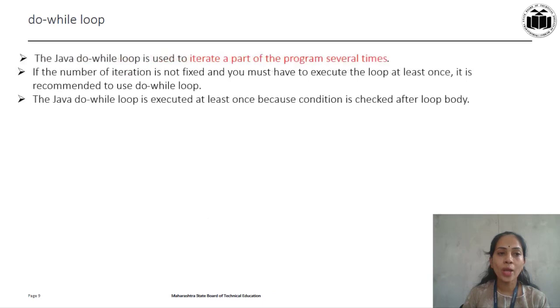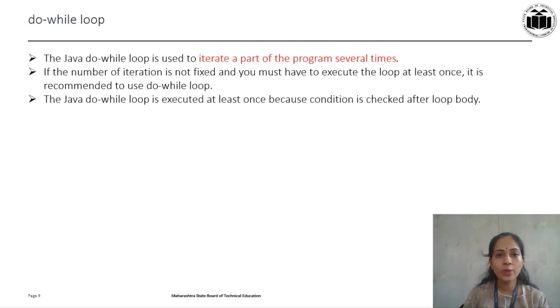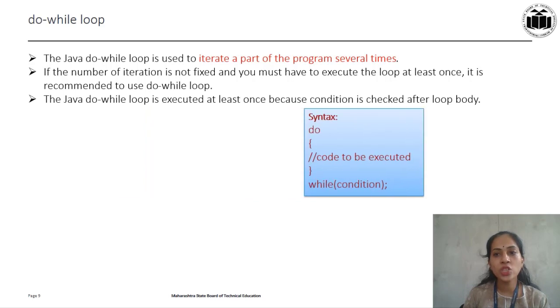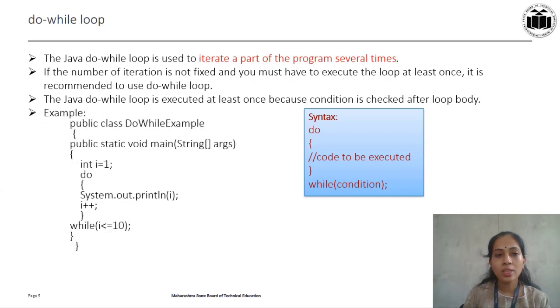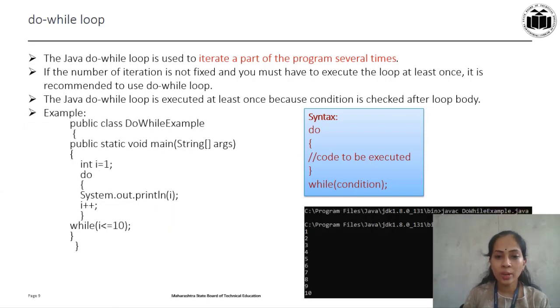Next one is the do while loop. Java do while loop is used to iterate a part of the program several times if the number of iterations is not fixed and you must execute the loop at least once. In that case you can use a do while loop. Java do while loop is executed at least once because the condition is checked after the loop body. So the syntax says this: we mention the condition after the loop body, and this is the example which prints 1 to 10. But in this case, your condition is evaluated after the block, I mean after your loop body.